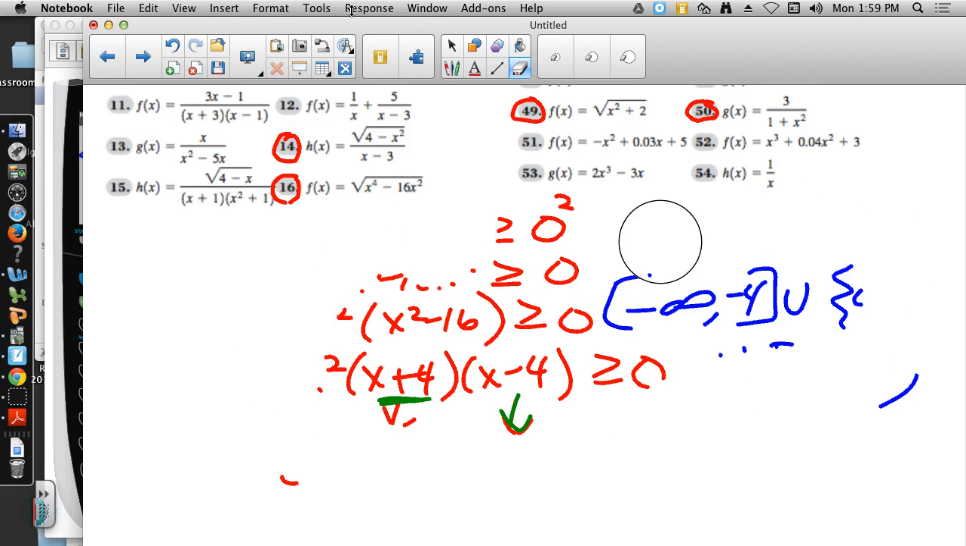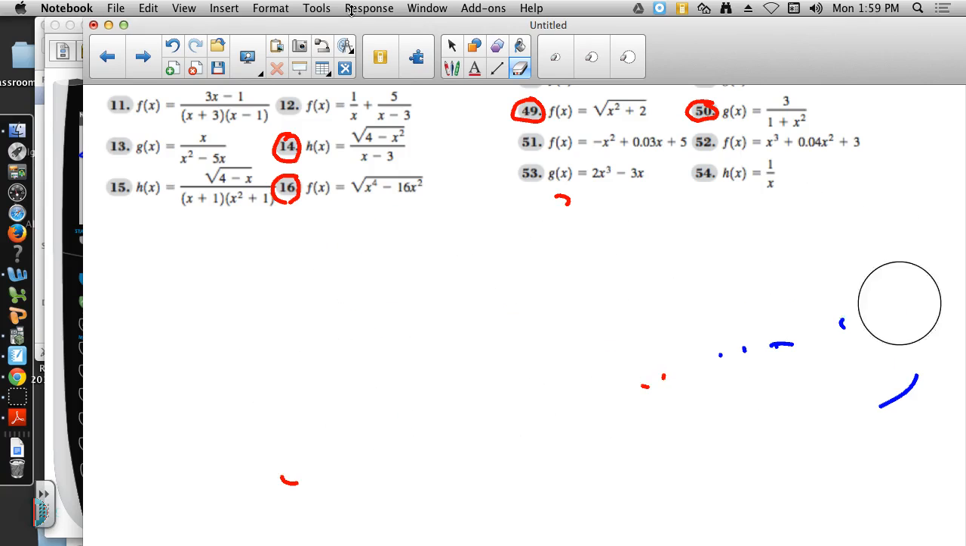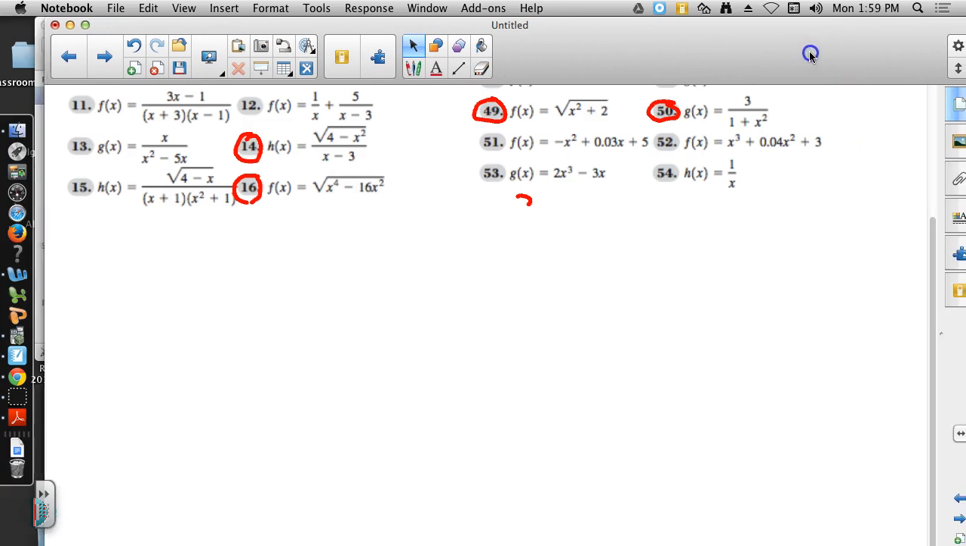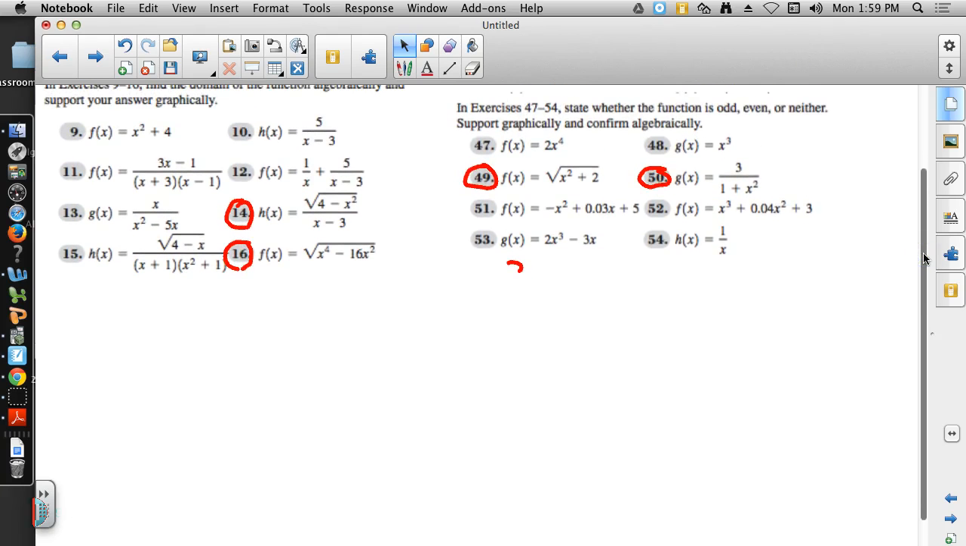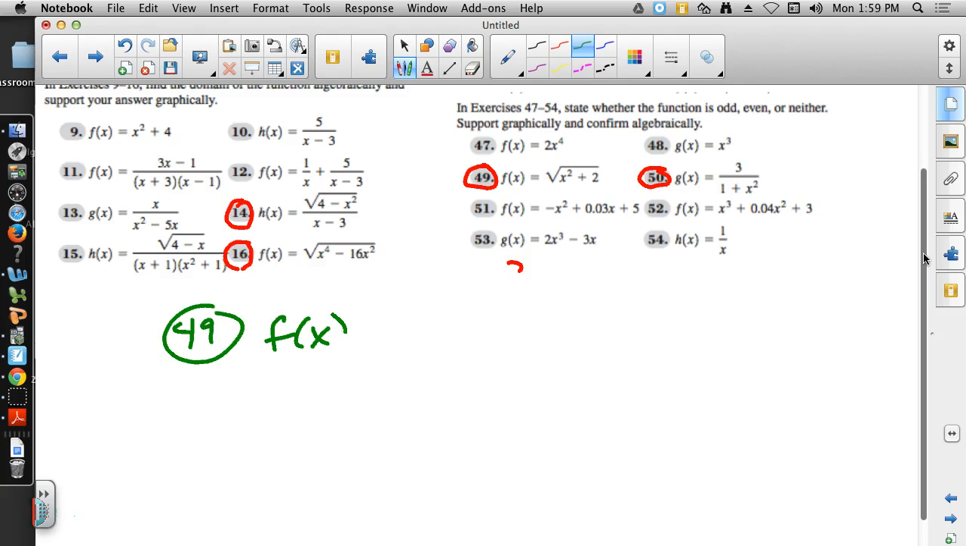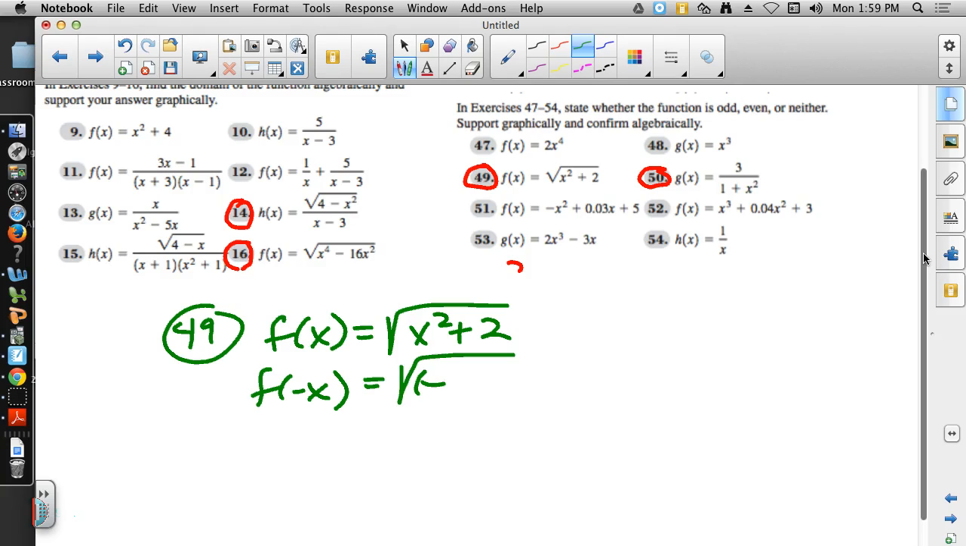Then you had asked about 49 and 50. And the directions here state whether the function is odd, even, or neither, support graphically, and confirm algebraically. I think I'm just going to show you the algebra part of this. We have f of x equals the square root of x squared plus 2. And what we are supposed to investigate is what's going to happen if we put a negative x into this function.